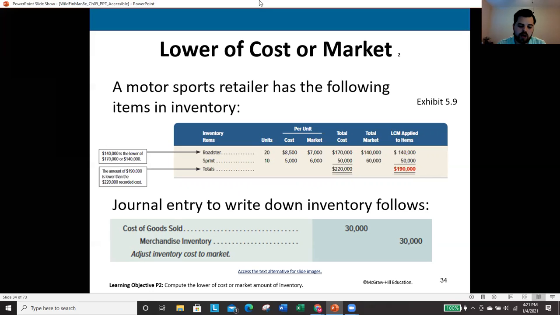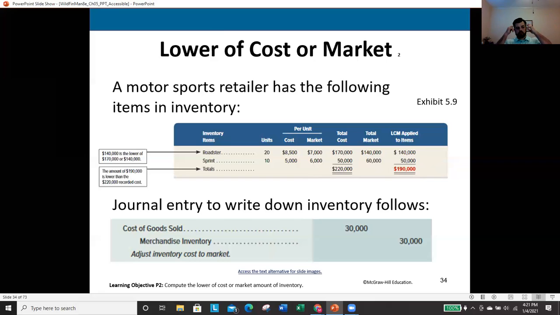In this case, our cost is less than our market, so we'll keep this at cost. 140 plus 50 is 190. But you'll notice the total cost originally was 220. So we were at 220. Now we are needing to value at 190. What that tells me is I need to write down my inventory.